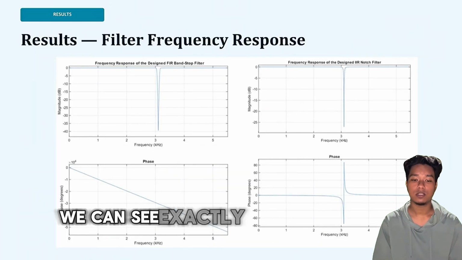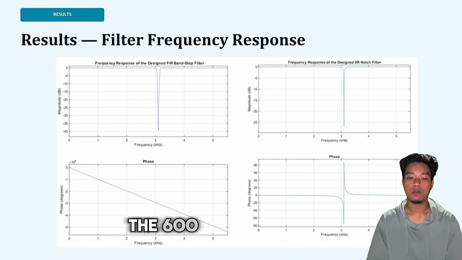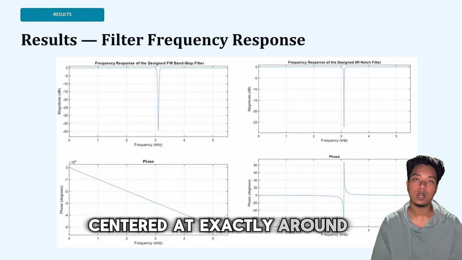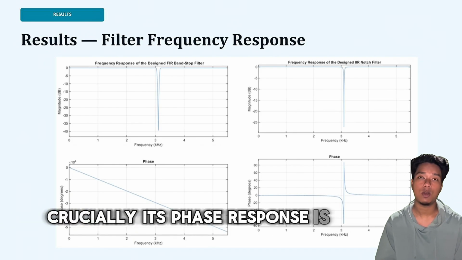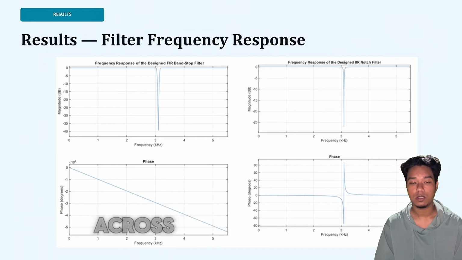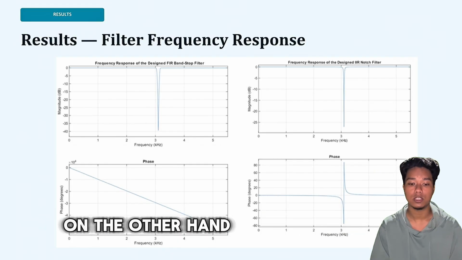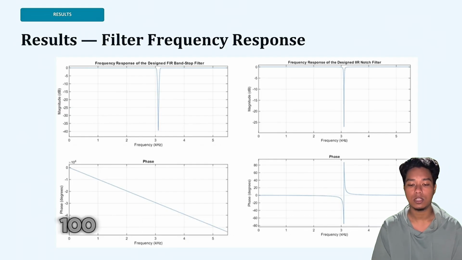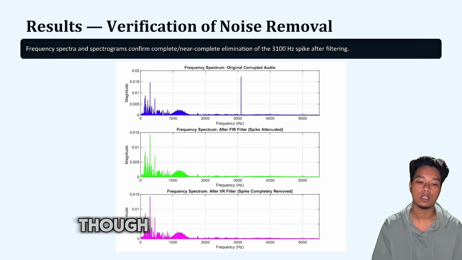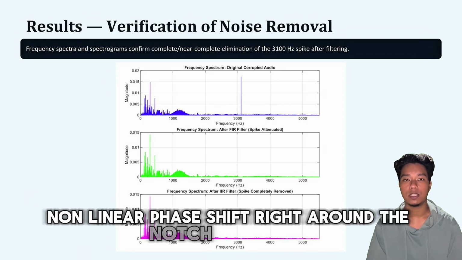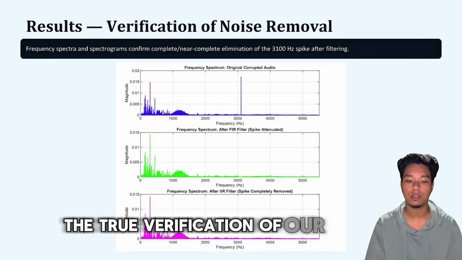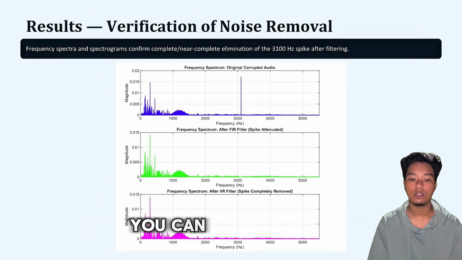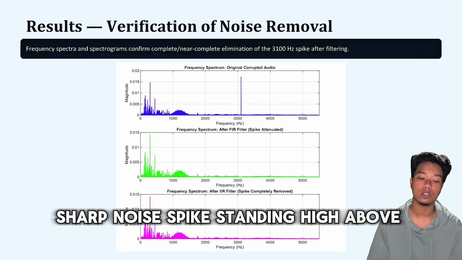Moving on to the results, let's look at how our designed filters actually perform. Initially, our time domain plots of the corrupted audio didn't clearly reveal the noise because the music waveform masked the interference. However, looking at our filter frequency response, we can see exactly how our designs target the problem. The 600 order FIR bandstop filter designed with a Blackman window shows a sharp attenuation curve centered at exactly around 3100 Hz. Crucially, its phase response is strictly linear, which guarantees zero phase distortion across the audible spectrum. On the other hand, our second order IIR notch filter creates an incredibly sharp theoretical infinite null at 3100 Hz using a pole radius of 0.99, though it introduces a localized non-linear phase shift right around the notch frequency.